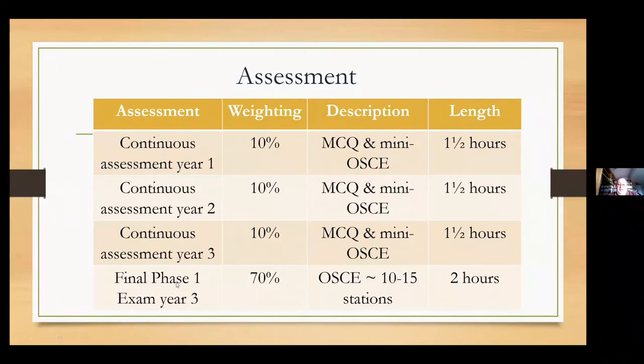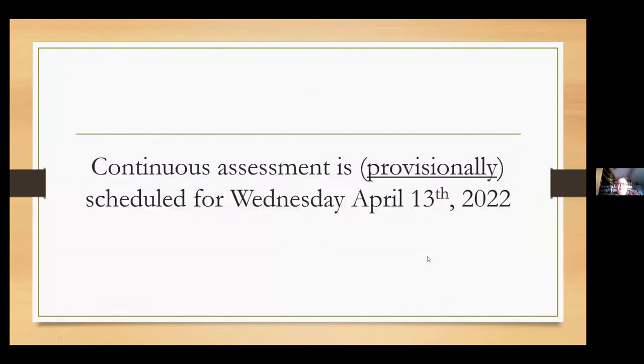Whereas the final phase one OSCE, which typically occurs in the March of your year three, varies in the number of stations. That partly is because of numbers of students as well as what COVID protocols may or may not be in place at the time. And your continuous assessment is provisionally scheduled for April next year. Please know that this date is provisional. It's the one that's been given, but the situation can change. So you will be informed in good time.